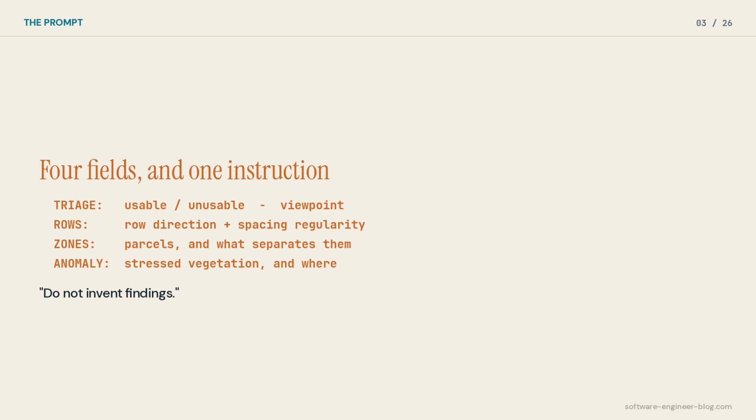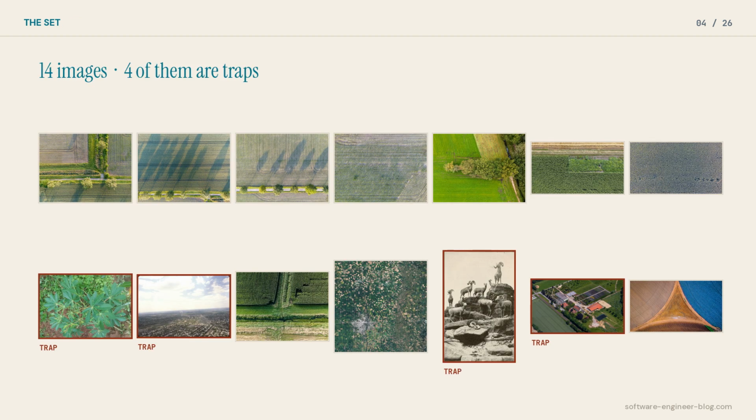Is this usable and from what viewpoint? Which way do the rows run? What parcels can you see? And is there any stressed vegetation and where? It ends with, do not invent findings. Remember that line. 9 images are genuine drone frames over farmland.